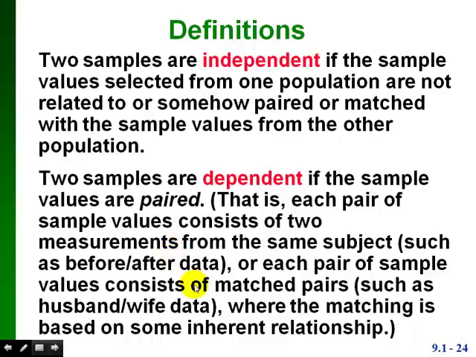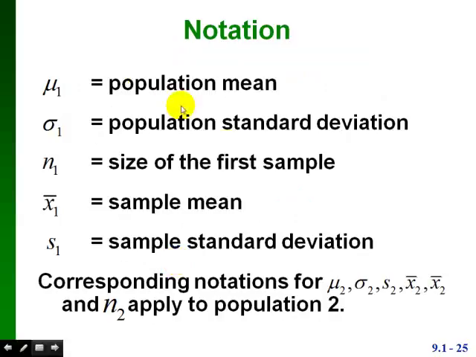The other situation we can have is where we're picking something like a before and after, or as you'll see in your tech assignment, where we have mothers and daughters that are picked together. So something like that would be a matched pair, and that would be a dependent sample. But for our independent sample situation, then again we've got our two populations and our two samples.